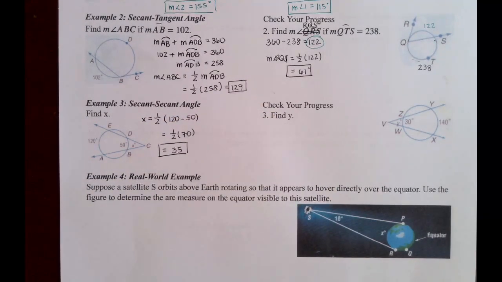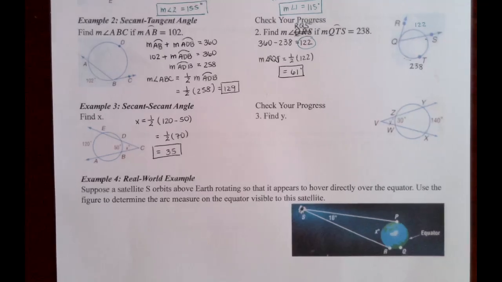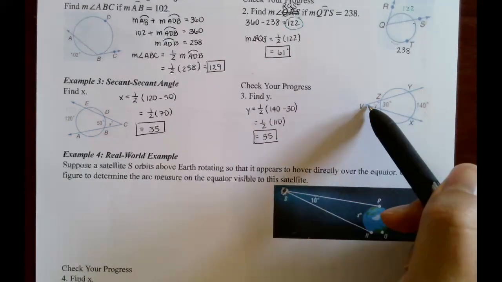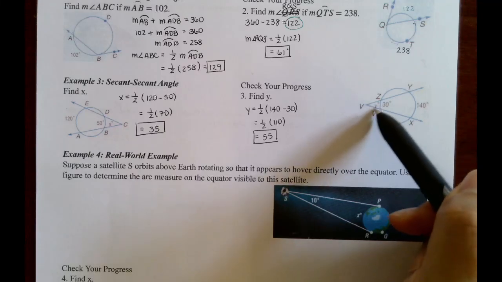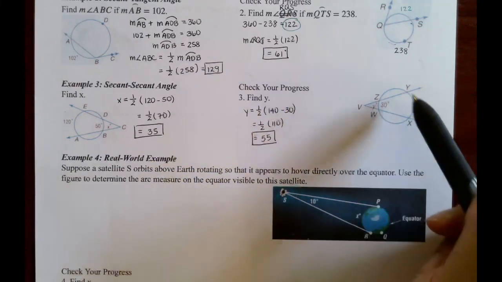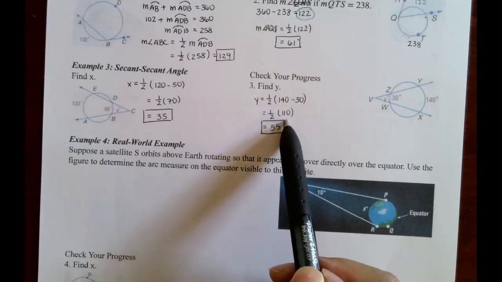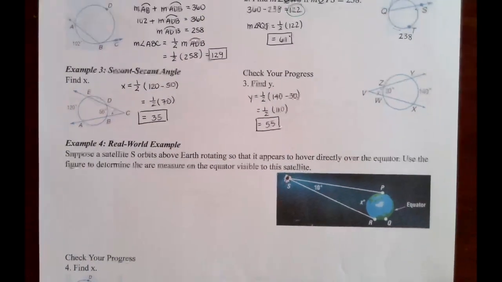So why don't you try CYP3, and then once you're done, come check your answer. You should have gotten that y equals 55. If you got that right, you can move on to the next example. If not, here is your explanation. Again, this is secant and secant intersect outside. So this angle is going to be half of the difference of this one minus this one. So 140 minus 30 is 110. Half of 110 is 55. And so there you go.